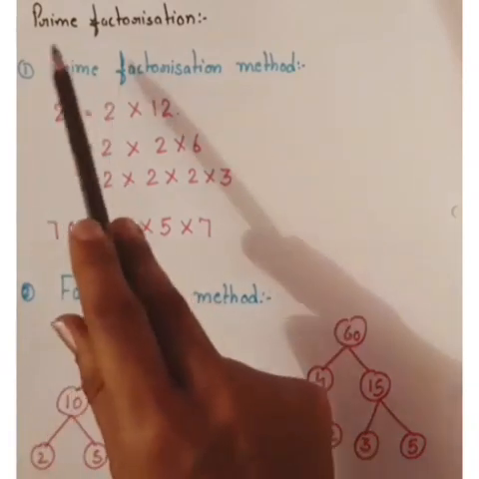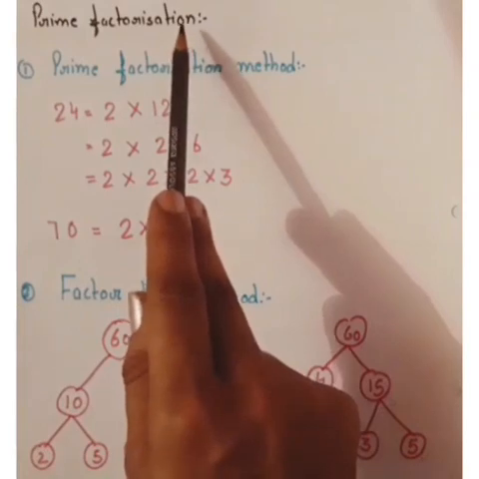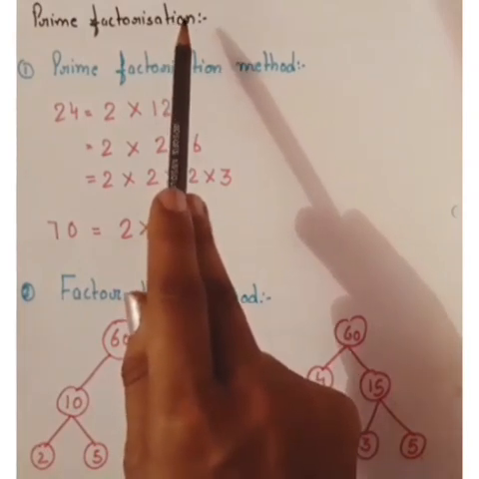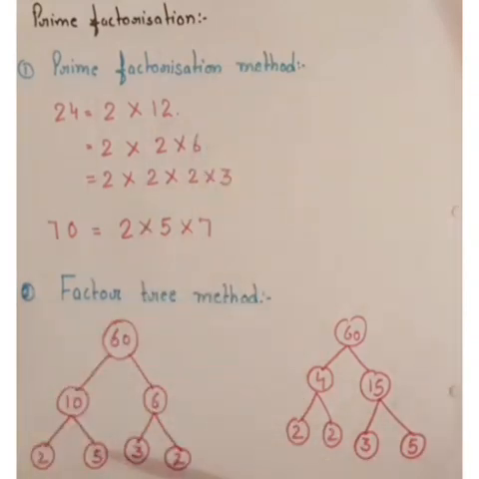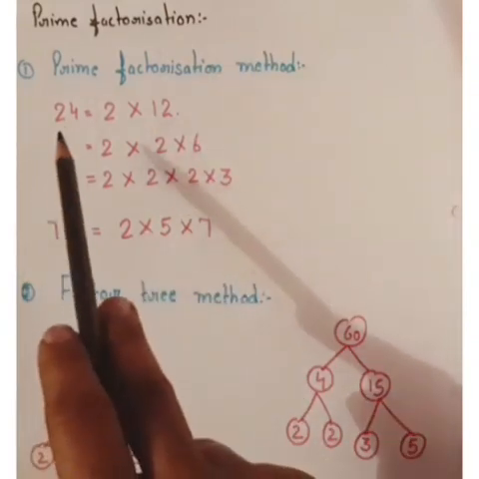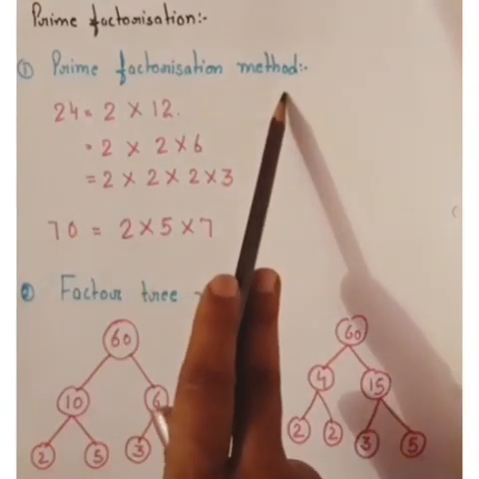Now next is your prime factorization. So what is prime factorization? When you break or when you write a composite number as a product of prime numbers, then it is called prime factorization. So how do you do a prime factorization? Your first method is the prime factorization method.